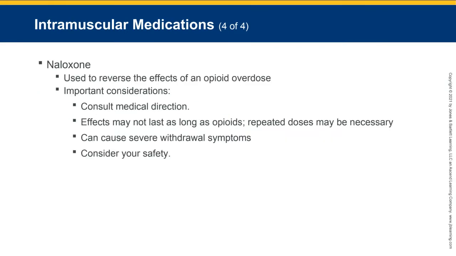Naloxone. Naloxone is also administered via the intramuscular route. It's used to reverse the effects of opioid overdose. When you have opioid overdose, there's respiratory depression, which can lead to coma. It can be administered by family members or caregivers.